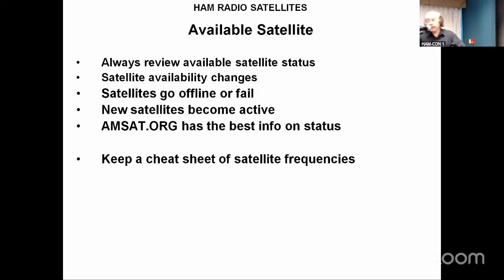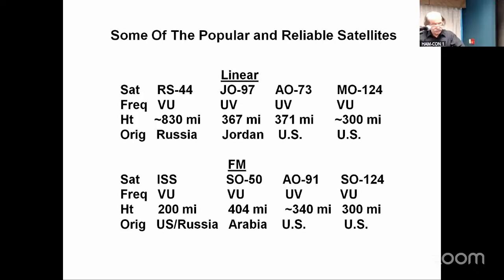I have a cheat sheet with all the satellite frequencies. Do I have that? Yeah, there it is. There's my cheat sheet, right? So this just breaks down what's available. So for the linears, you have RS-44. It's a VU, meaning V up, U down. The height's around 830 miles. It's originally from Russia. They still allow us to use it, fortunately. I guess they haven't gotten mad at us.